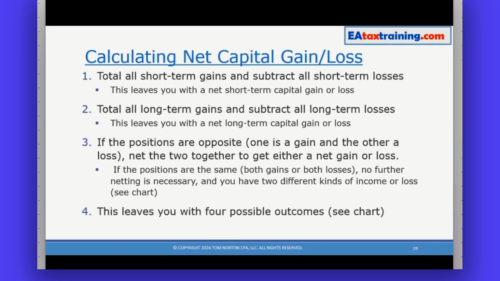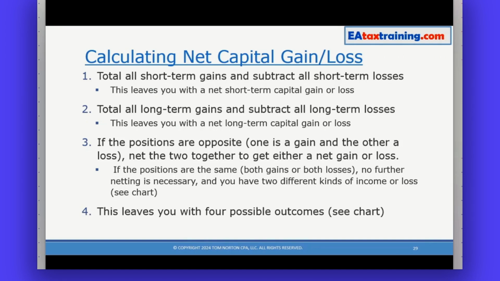So how do you calculate your net capital gain or loss? There are a few steps here, and steps 1 and 2 you can actually do in either order. You don't have to do step 1 before step 2, but we'll look at them in this way. Step 1, you total all of your short-term gains and subtract all of your short-term losses. These are the assets that you held for less than 1 year. So you take all the ones that you sold at a gain and subtract all the ones that you sold at a loss. This leaves you with a net short-term capital gain or loss.